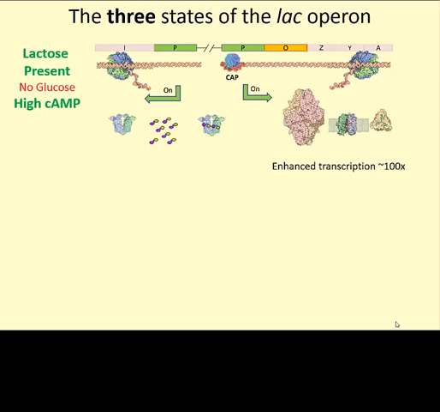Whether or not cAMP is present in the cell to bind to CAP, in turn, depends on glucose levels in the cell. Here's an overview of the lac operon with and without glucose present in the presence of lactose. When glucose is low in the cell, cAMP is high, and CAP is able to bind to the activator. As a result, expression of the lac operon is enhanced, and the cell utilizes lactose as its energy source.